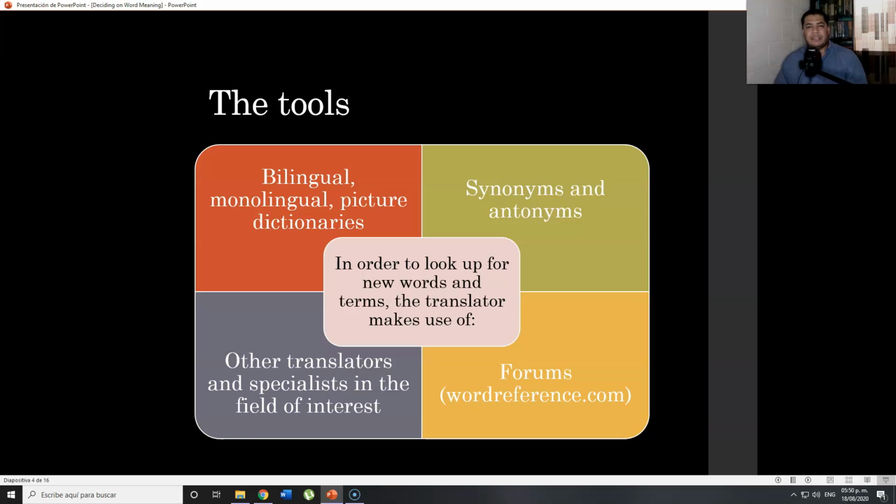Then we also have some forums that we can find in websites and online dictionaries, like in the case of wordreference.com. They have forums that we can make use of. Translators make use of these forums when they are not really sure how they should translate a word or a phrase or an idiom, or they are hesitant between two possibilities for the translation of a word, right?